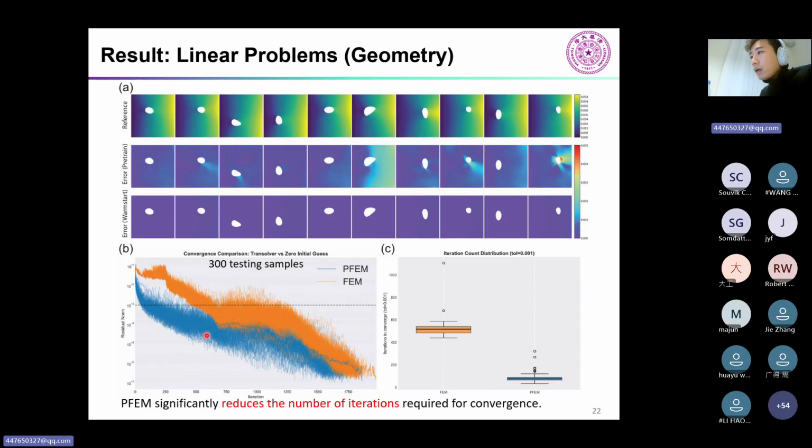When we achieve the same error as this black line, we only use a small iterative number. This box plot gives you the statistics. As you can see, a traditional method like FEM needs over 500 iterations. However, in PFEM, we only use about 60 or 70 iterations. So PFEM can significantly reduce the number of iterations required for convergence.